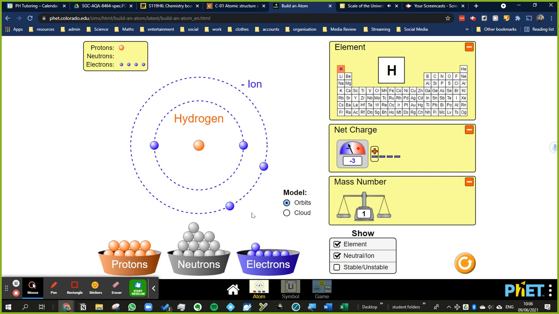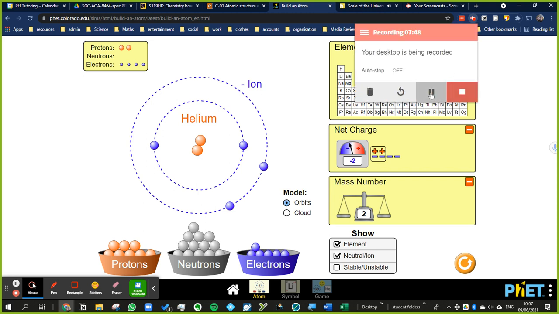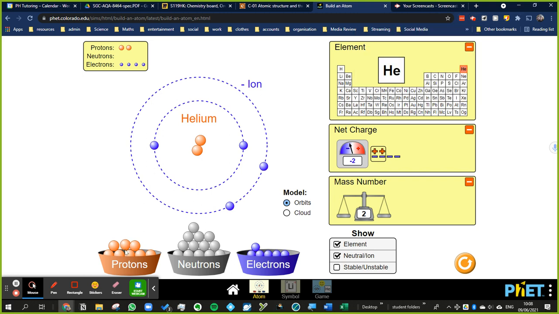And also notice that the name only changes if I add protons. So if I have 2 protons, it's helium, and we can see it highlights it on the periodic table there. 3 protons. What do you think 3 protons is going to be? You don't have to tell me the name of the element. You could just tell me maybe the symbol. What do you think it will be when I add another proton? Right. So when I add another proton, it's lithium, Li.